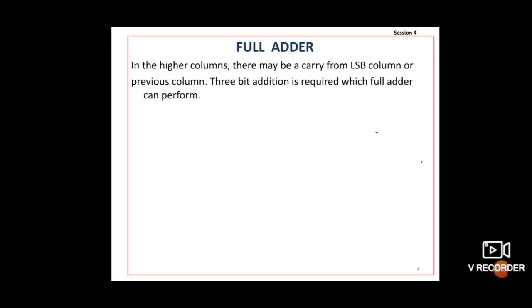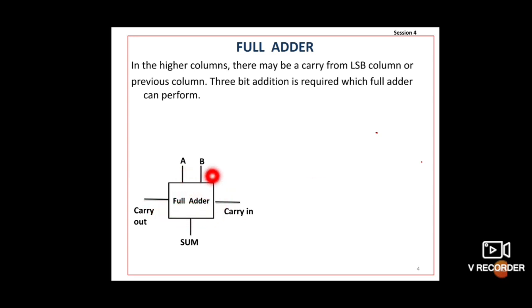Now see, in a higher column there may be a carry from the LSB column or previous column. 3-bit addition is required, which a full adder can perform. Means a half adder can perform only a 2-bit operation, but a full adder can perform 3-bit addition. Okay. Now see the block diagram of the full adder. See, this is the full adder block diagram or symbol.